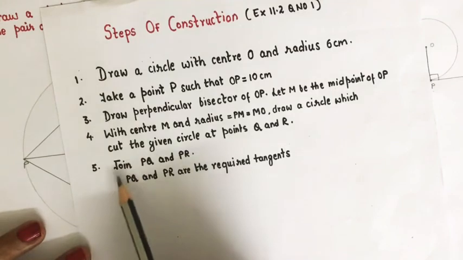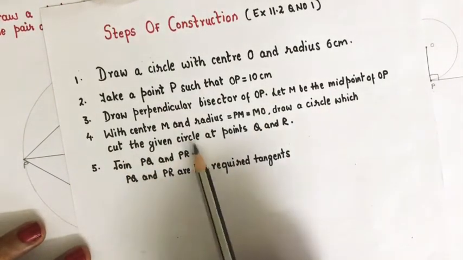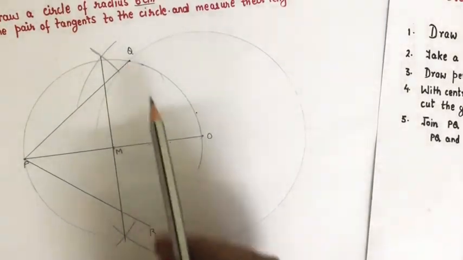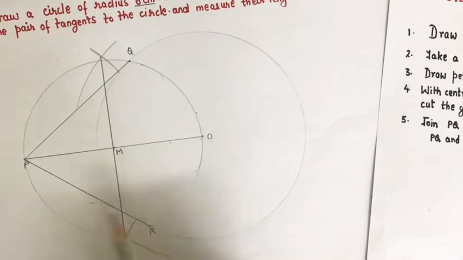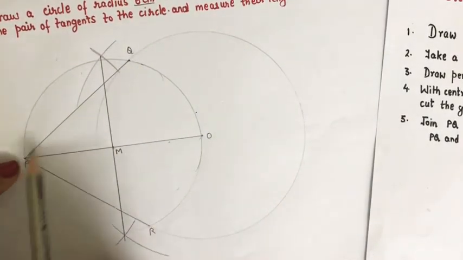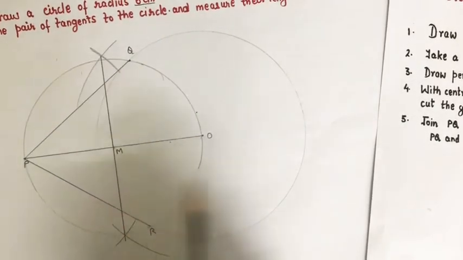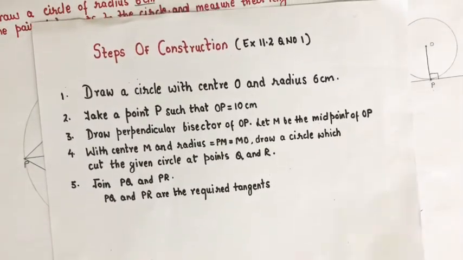This circle cuts the given circle with center O at points Q and R. Same thing we have done. It cuts the circle at points Q and R. Then we joined the points PQ and PR. So PQ and PR are the required tangents, right? Now children, this much is the done part. We have done the construction and written the steps of construction also.